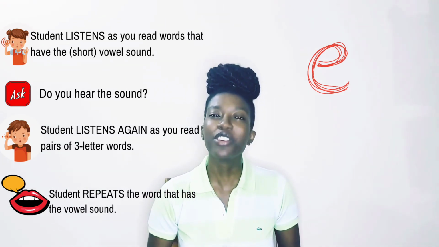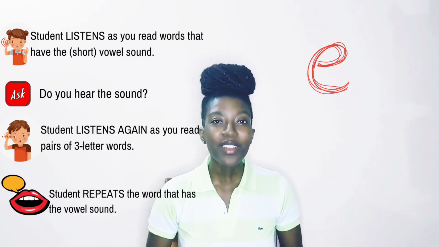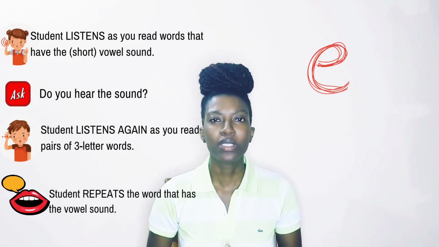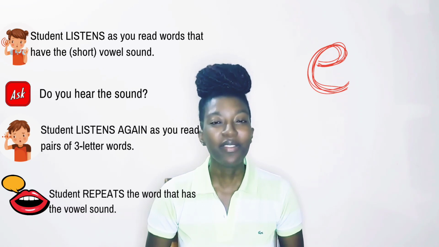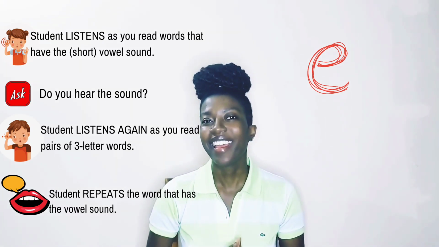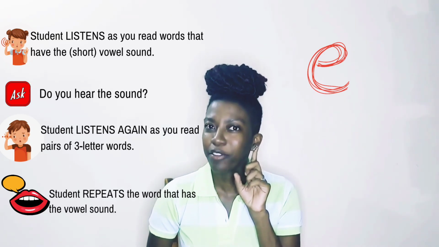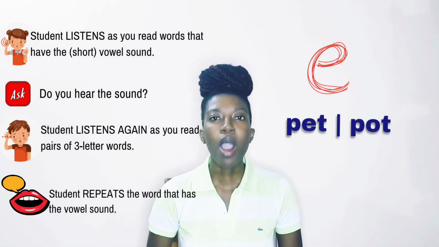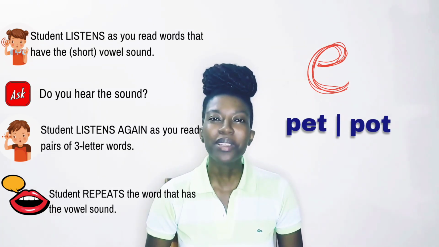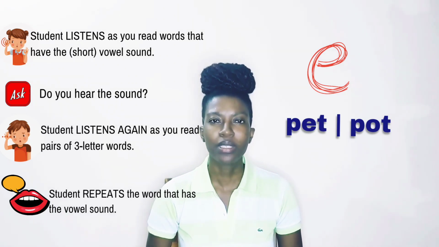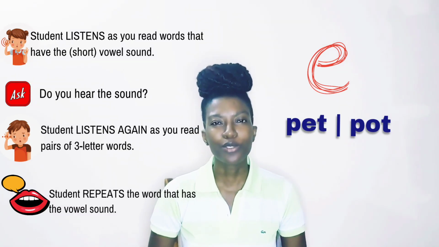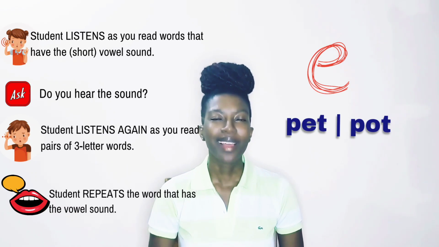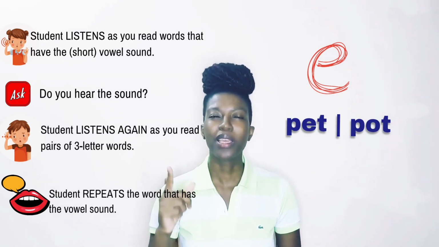I'm going to read a few pairs of words. You are going to listen for the word that has the E sound. Then you are going to repeat the word that has the elephant sound or the egg sound. So listen carefully. Pet, pot. Please repeat the word that has the E sound. Is it pet or is it pot? And they should of course repeat the word that has the E sound, and you wait for them to respond and you keep it going. We do that for all the vowels.